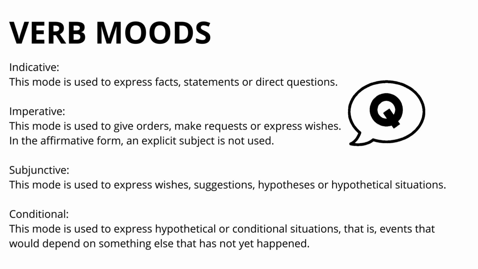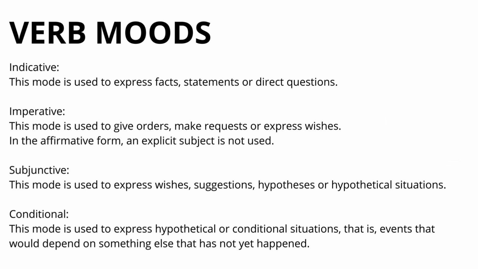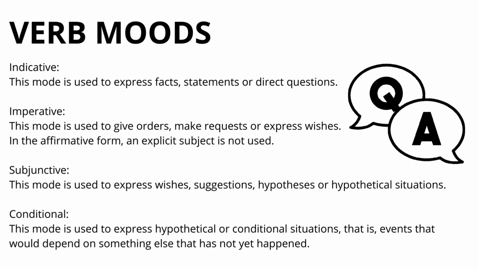In the affirmative form, an explicit subject is not used. Subjunctive. This mood is used to express wishes, suggestions, hypotheses, or hypothetical situations. Conditional. This mood is used to express hypothetical or conditional situations, that is, events that would depend on something else that has not yet happened.